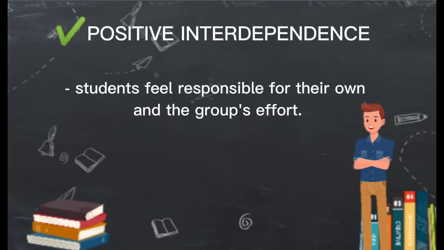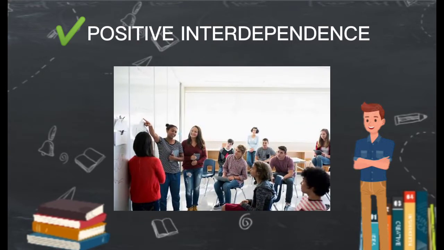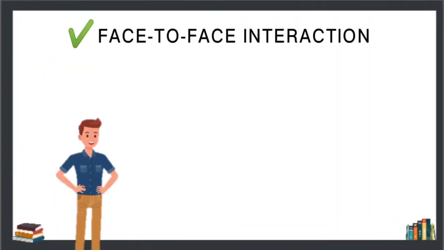Students feel responsible for their own and the group's effort. This means that the group has a clear task or goal so that everyone knows they sink or swim together. The efforts of each person benefit not only the individual but also everyone else in the group. The key to positive interdependence is committing to personal success as well as the success of every member of the group. The second one is face-to-face interaction.